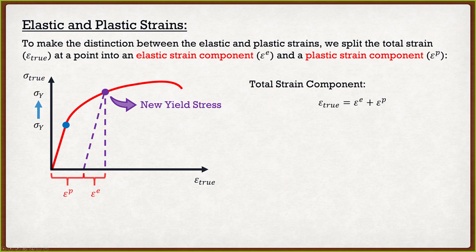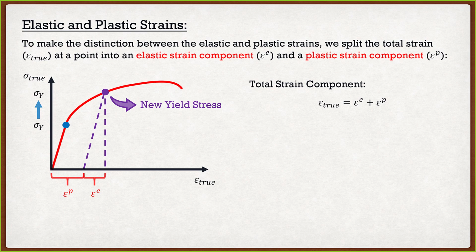Now, maybe we have that new yield stress, but how do we figure out that plastic strain? Remember, that's what I want to input into ABAQUS. I don't want to input the true stress. I don't want to input the elastic stress. I want the plastic, not stress, strain. I want the plastic strain component.